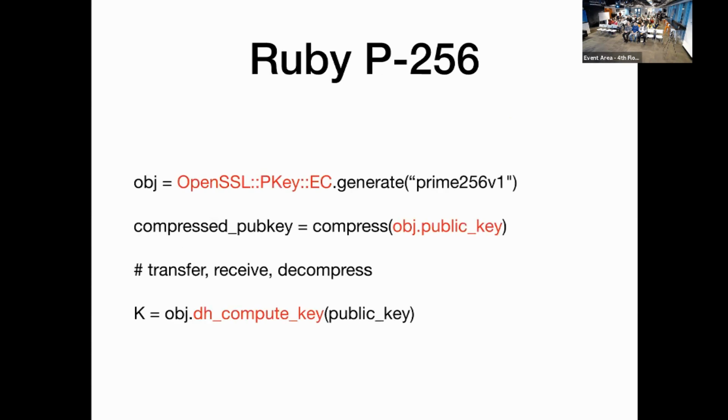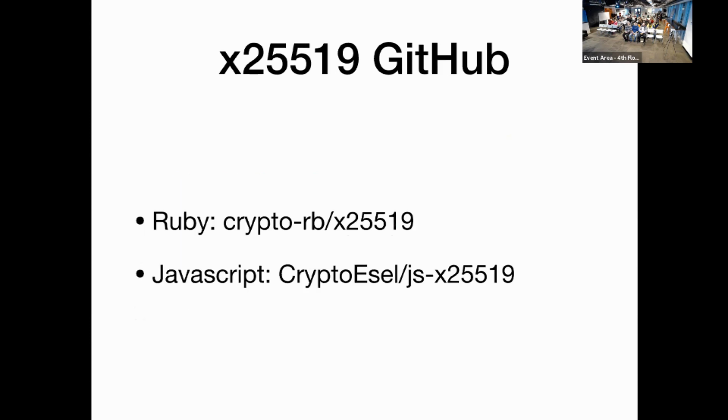Since this is a Ruby meetup, this is how you do this in Ruby, on the other end. Use the OpenSSL gem. Same thing. Call this function, get an object. The public key parameter is what you want to send, but of course you want to compress it like I described. Transfer, receive, decompress, and that's it. Then plug it into the DH compute key function. If you want to do the 25519 curve, just use these modules from GitHub.